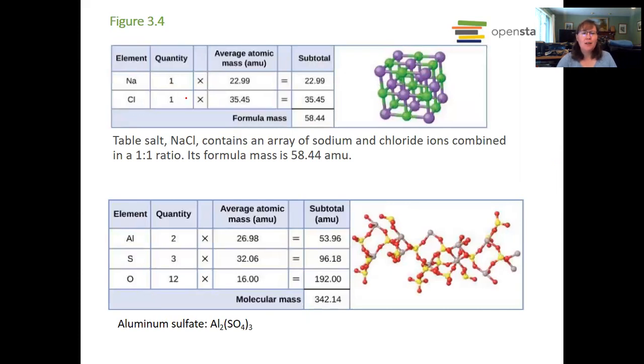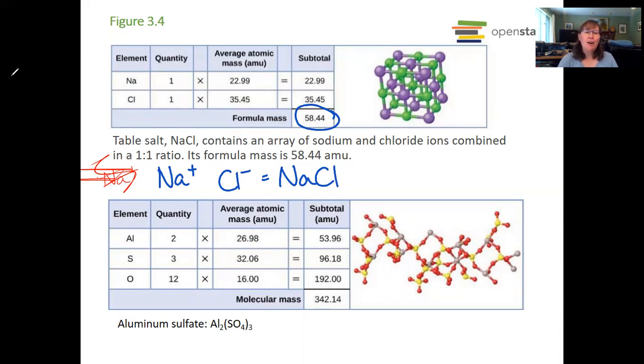Up here, this top one, you can see sodium chloride. And you remember from last chapter that that means that we have Na plus and Cl minus. And so we know that they form just NaCl. You can see here 1 sodium plus 1 chlorine, and so then you have your formula mass of 58.44.